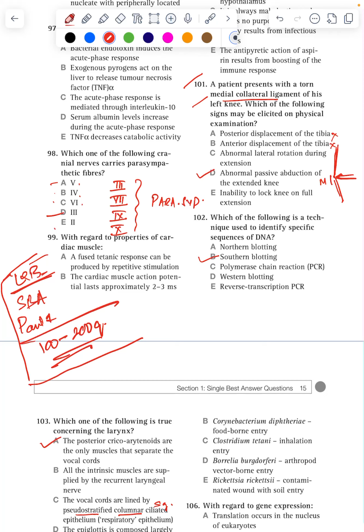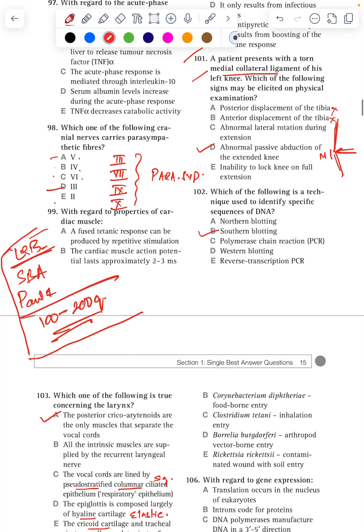The first question is: a patient presents with a torn medial collateral ligament of the knee joint. Which of the following signs may be elicited on physical examination? Here there is an injury from the lateral side, so the medial collateral ligament is torn. Posterior displacement will not be there, and anterior displacement of the tibia will not be there, because those are due to the anterior cruciate and posterior cruciate. Lateral rotation is not done at the level of the knee joint.